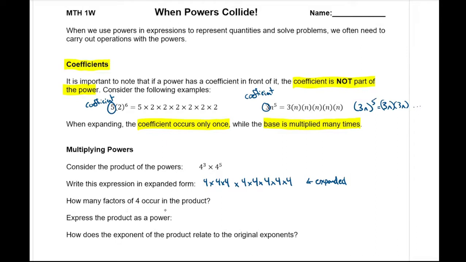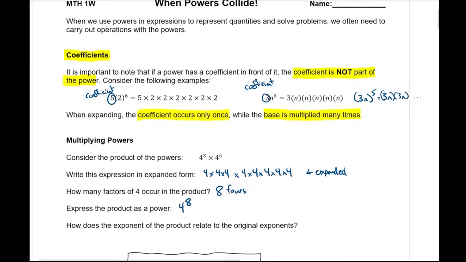How many factors of 4 occur in the product? Well, if we look at it, we see 1, 2, 3, 4, 5, 6, 7, 8. So we have 8 fours all multiplied together. That means our answer as a product, or as a single power, would be 4 to the power of 8.